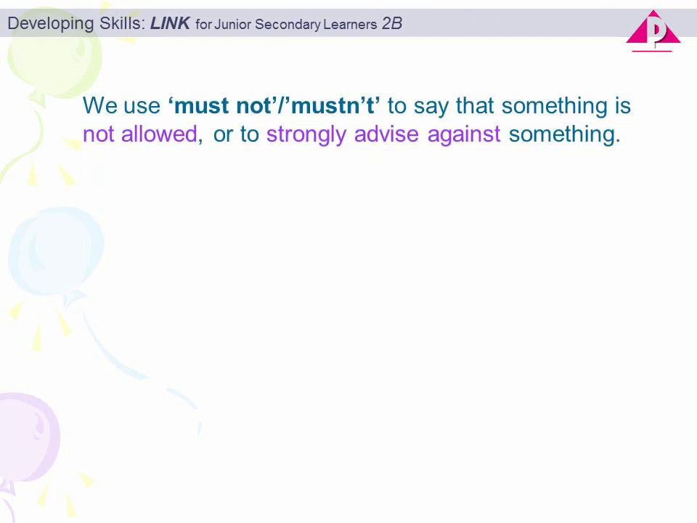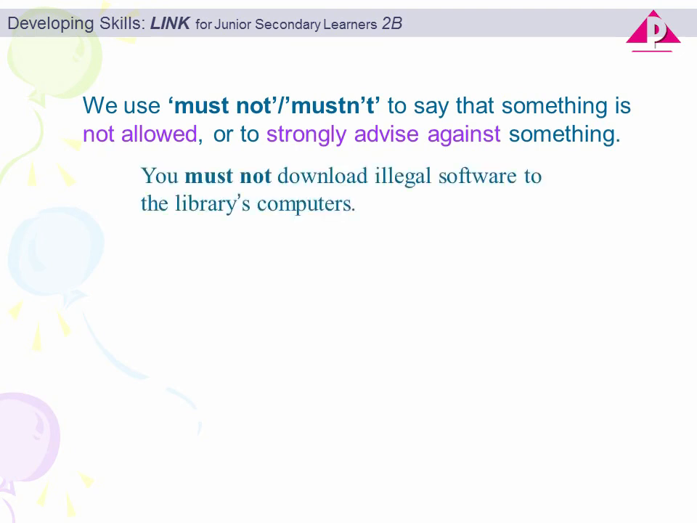We use must not or mustn't to say that something is not allowed or to strongly advise against something. Look at the following sample sentence. You must not download illegal software to the library's computers, meaning that you are not allowed to download illegal software there.